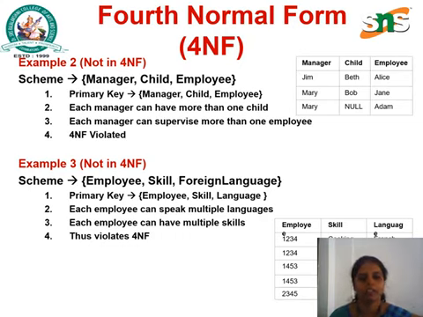Here is a table not in fourth normal form, with primary key employee, skill and language. Each employee can speak multiple languages. For example, some people speak regional languages and additionally know another language, so they can speak multiple languages. Each employee can have multiple skills. Thus it violates fourth normal form.